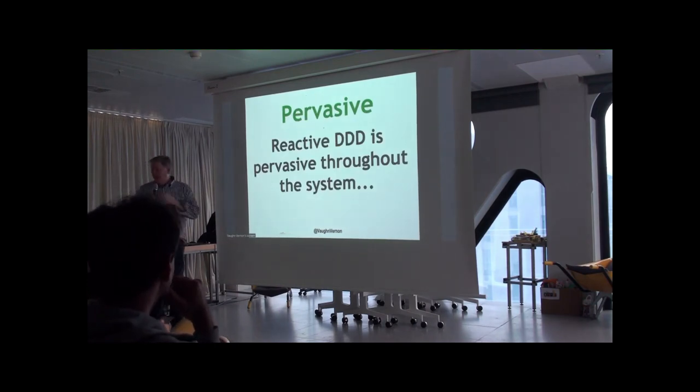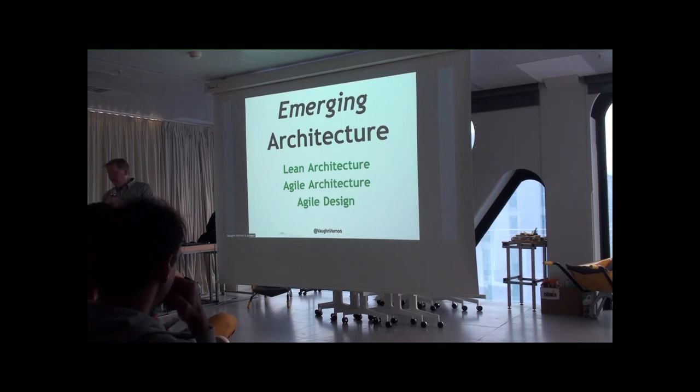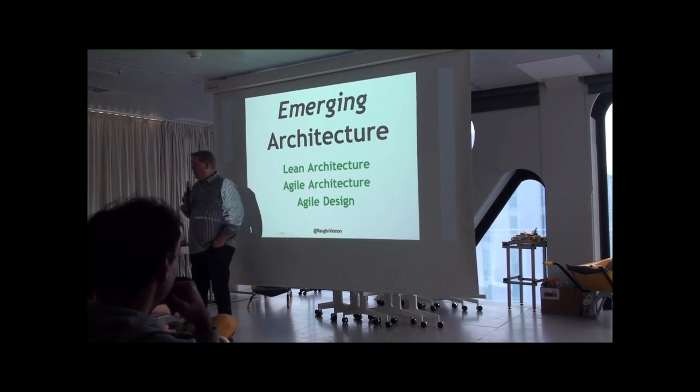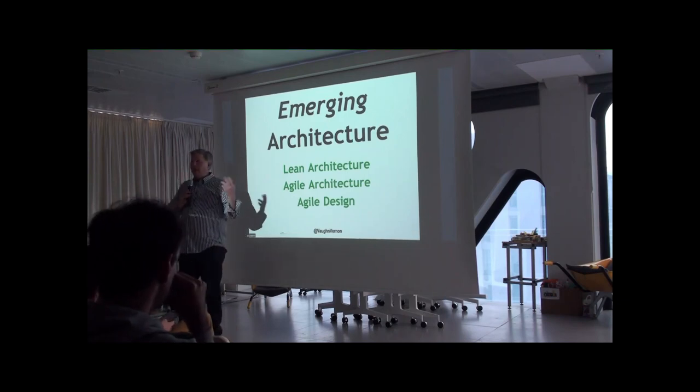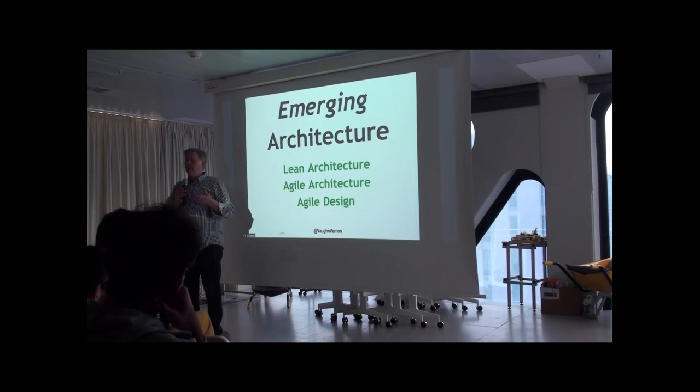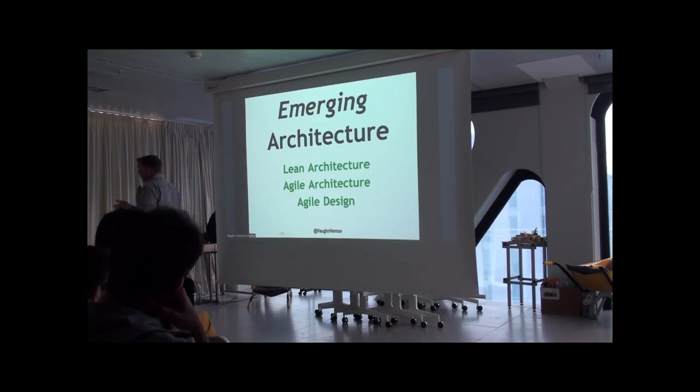So reactive DDD is pervasive throughout the system. That is part of the solution. This also supports emerging architecture. Using this E word can get you into trouble depending on the architect you're speaking to, but I think lean architecture, agile architecture, and agile design are all about emerging. If you try to create architecture completely up front, you'll get several things wrong. You'll be missing components from your architecture. You will also no doubt have too many components, component types, or architecture patterns that you won't need. So simply allow the architecture to speak to you and tell you what it means.